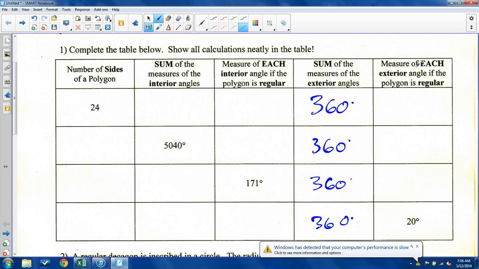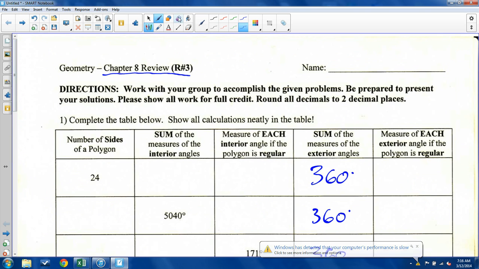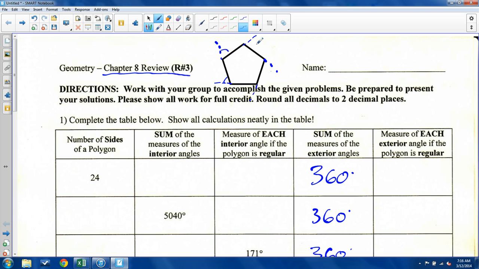Finding the measure of each exterior angle in a polygon. Let me first, even before I do that, give you an example of a polygon. Let's just start with the pentagon here. Exterior angles are these guys, like those right there. Okay, and they add up to 360 degrees. They always do. That's what we're talking about here.